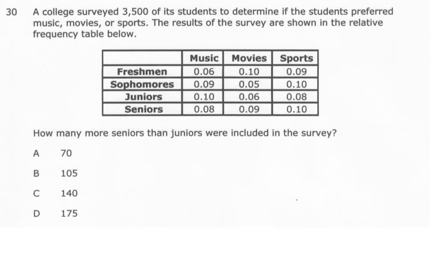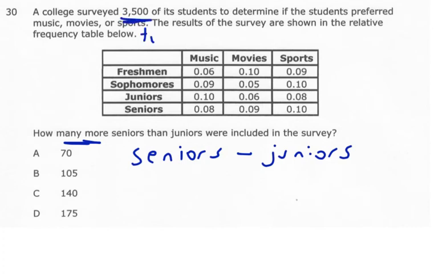All right, number 30. A college surveyed 3,500 of its students to determine if the students preferred music, movies, or sports. The results of the survey are shown in the relative frequency table below. How many more seniors than juniors were included in the survey? Well, that tells me I need to find out how many seniors there were, and then find out how many juniors there were, and then just subtract. So that's how I'm going to go about this. And I do know the total is 3,500.